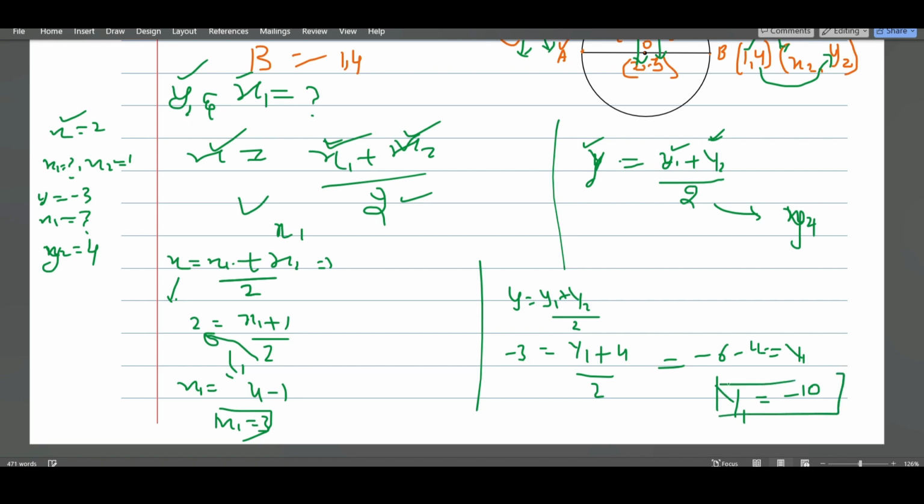So the coordinates of A that we needed to find, we have defined here. So the answer is: the coordinates of A were x1 and y1, so A is equal to (3, -10). So this is the answer of this question, and further moving to another question.